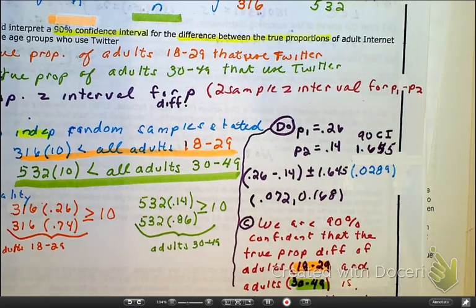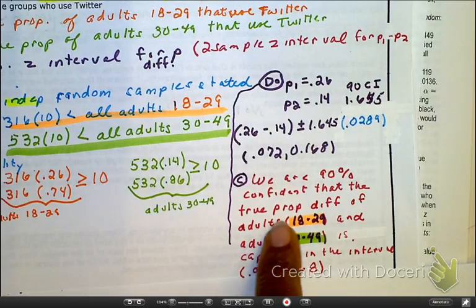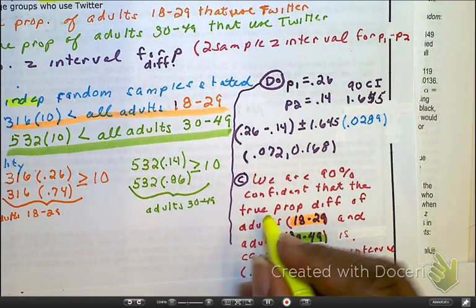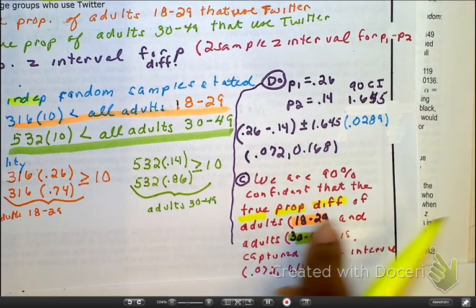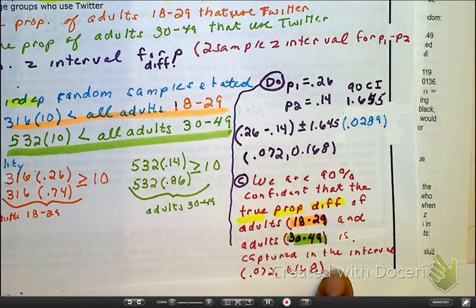Okay, and next, here the conclusion. We're 90% confident that the true proportion difference of adults is captured within that interval.